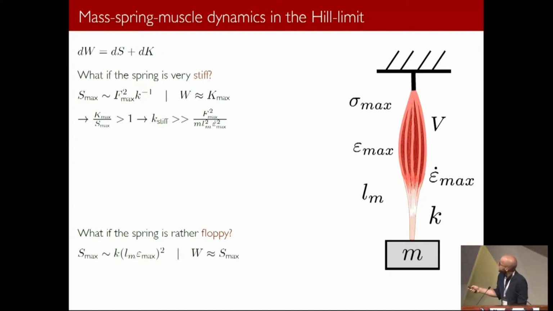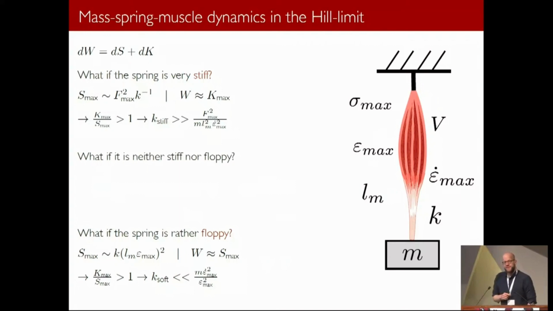So in that case, the energy that you can store in the spring is limited by how much that muscle can shorten, and you should basically just inject this maximum amount of energy in the system because you can't really accelerate the mass. The force it experiences remains low. In that case, again, you have a ratio of two energies that is much larger than unity, and you can find a limit for that spring constant that tells you how soft is soft. It becomes quantitative.